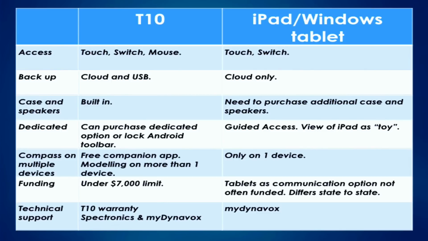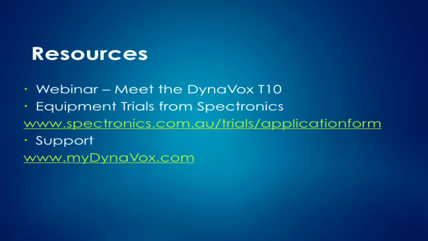And then the other difference is your technical support. With purchasing a T10, you would have that under a warranty. You would have support through Spectronics and MyDynavox. Whereas with Compass on your iPad, strictly speaking, the support would just come through your MyDynavox account, and so you would need to use that Q&A and knowledge base to find out how to do things. Although I'm always very happy to answer questions or direct you to the right place to find out what to do. So just to mention a few resources that are available.